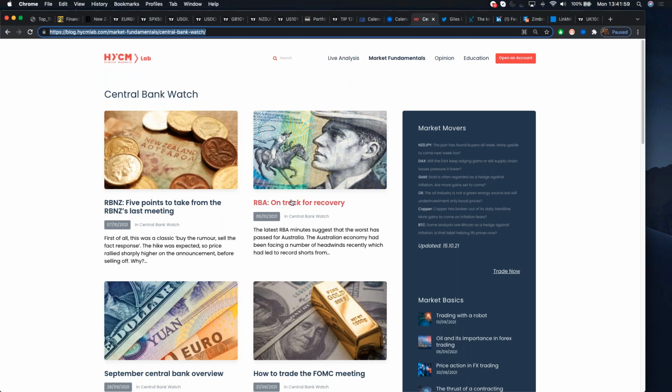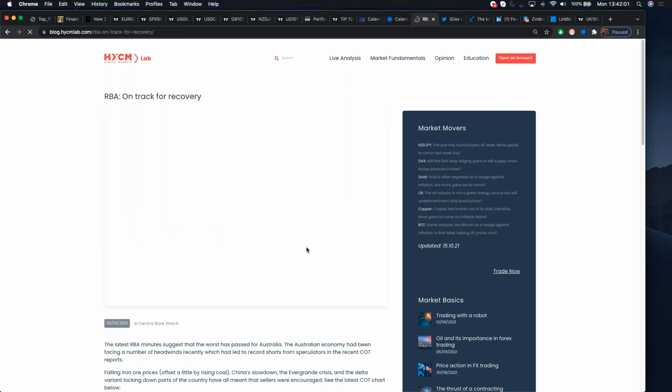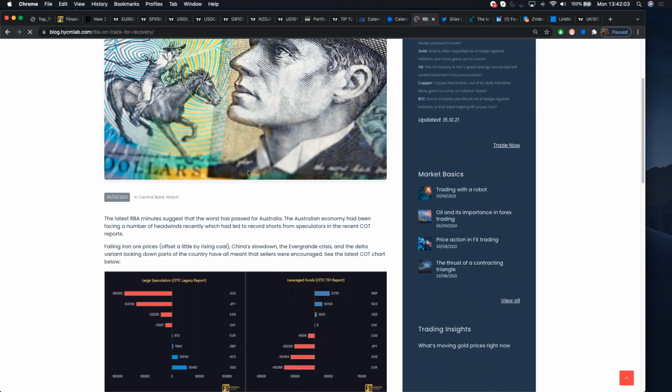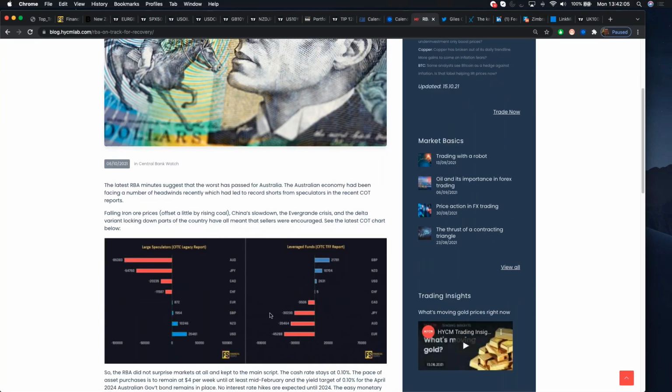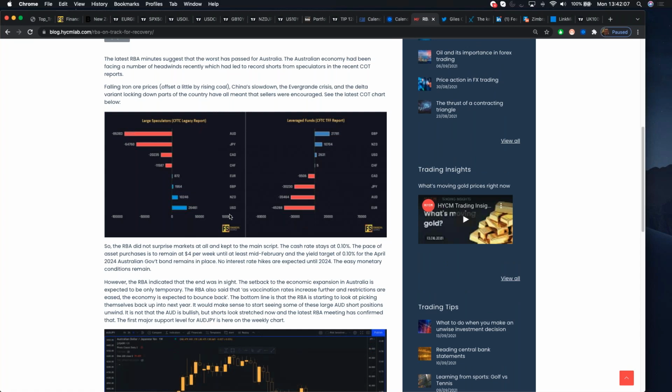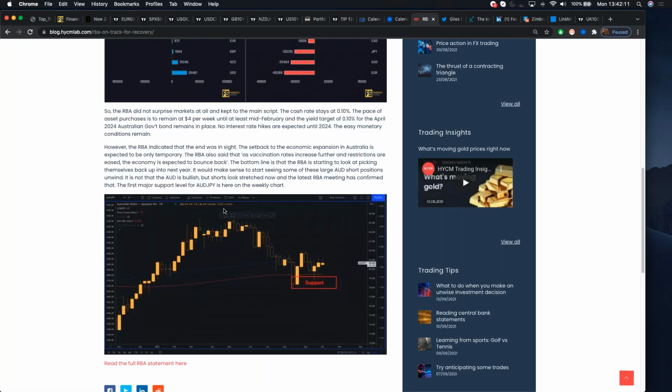Just notice that for the last RBA meeting, I titled it On Track for Recovery. Yes, they had some very large short positions, but those short positions look quite stretched. So it'll be very interesting to see what happens with the Australian dollar going forward.